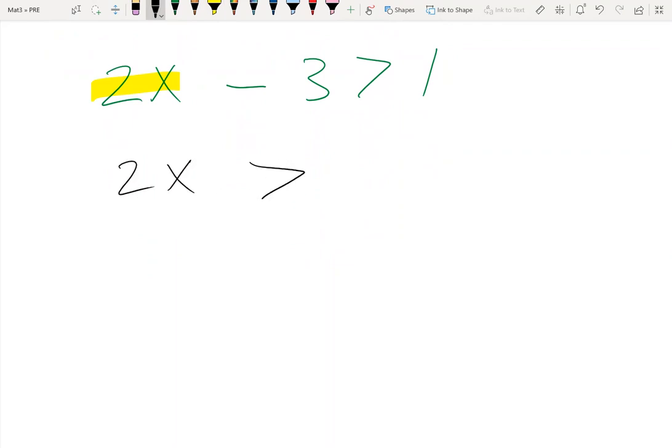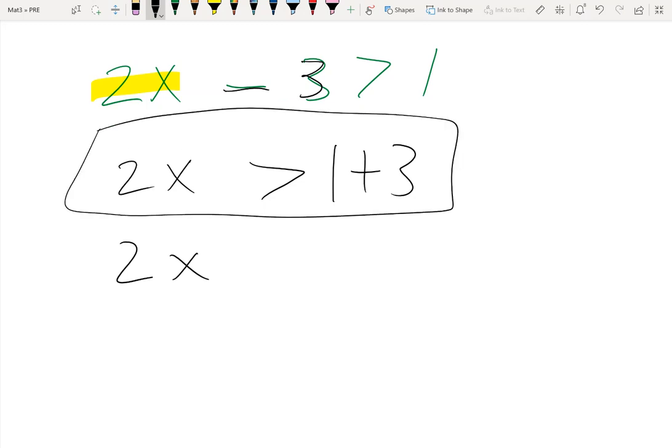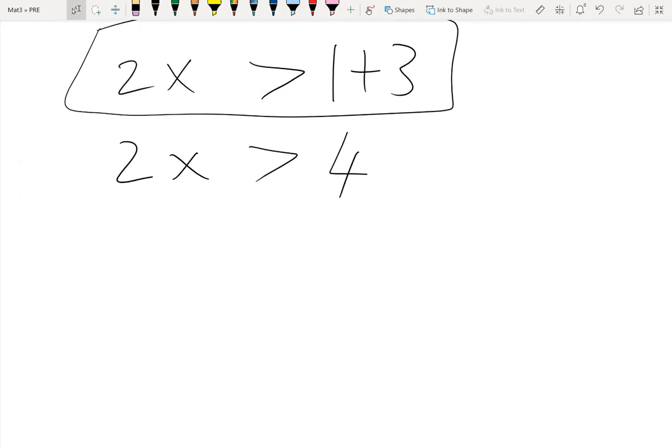What are we doing with the -3? Change side, change sign. Now you can drop this middle step and just go ahead and add it if you like. Now we're ready to divide by 2. Now there's 2 things you should see here.